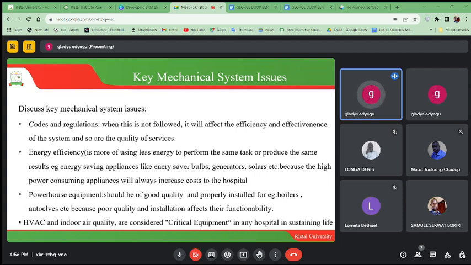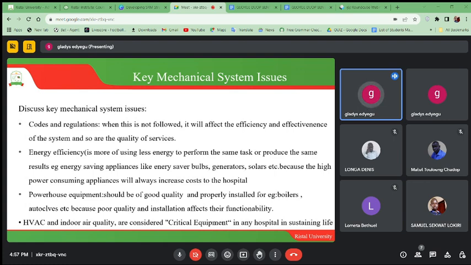Then HVAC, we talked about heating, ventilation, and air conditioning, and some of the indoor air quality. We need to take into consideration that some of this equipment is very critical in any hospital, so that we can sustain life. Some of this equipment, for example, provides oxygen to our patients, so we need to have it. When we don't have it, we are going to affect the service provision to our patients.